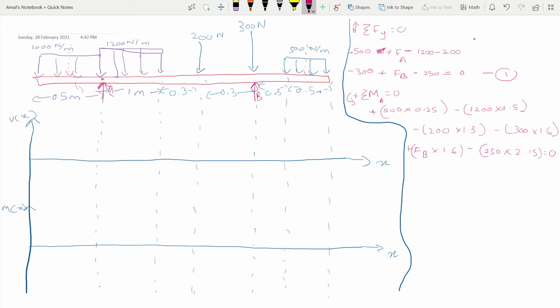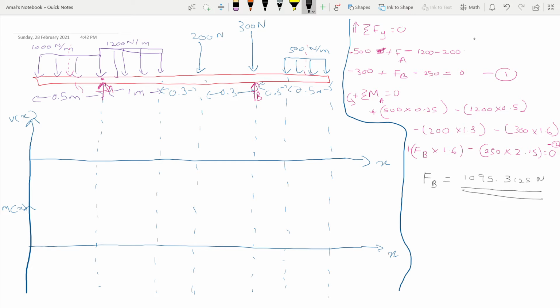Alright, so by solving the second equation, I can find the value for FB. Let me write down that number. So FB is equal to 1095.3125 Newton.